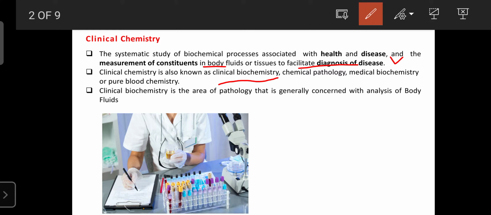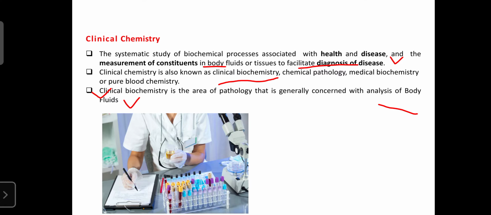Even it is known as pure blood chemistry because it is helpful to note down or calculate the compositions of the blood. So that normal composition was helpful, once again, for the diagnosis of the disease. So here, clinical biochemistry is the area of pathology that is generally concerned with the analysis of the body fluids.